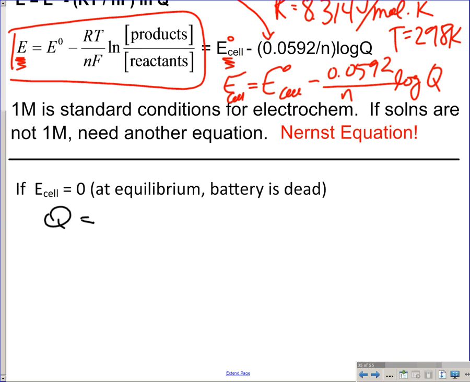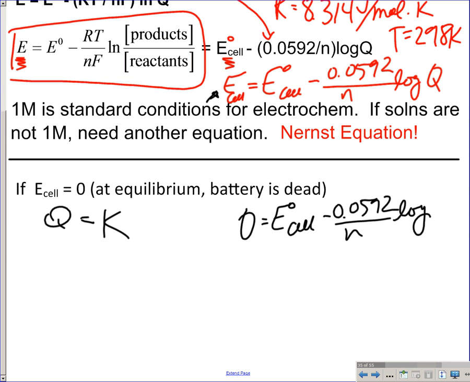Delta G is equal to 0, and Q is equal to K. All right, so I'm just putting these two things here because I want to show you what the equilibrium one looks like. So at equilibrium, that E cell, this one, is 0. So let's rearrange that equation to show what it would look like at equilibrium. What can I do? E naught cell minus 0.0592 over N log K equals 0. Okay, I don't like that 0 there. How do I get rid of it? Just move this over here, right?